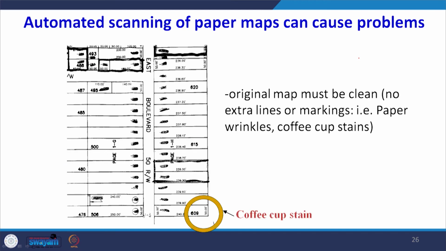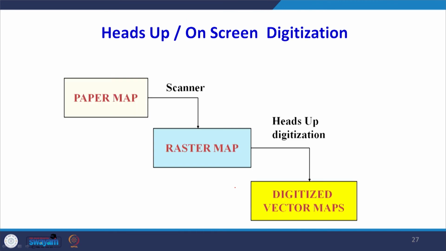Then when you are doing the automated scan from these scanners, you have to make sure that the paper is wrinkle free. That is number one. Number two, there should not be any spot. If there is any spot on the old maps, then that will also be scanned like a feature. It is like a coffee cup stain on the map, and this will also be digitized like a feature when you are doing that.